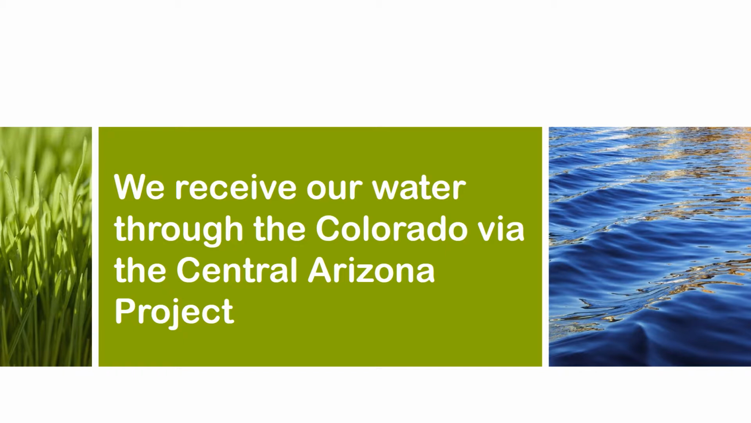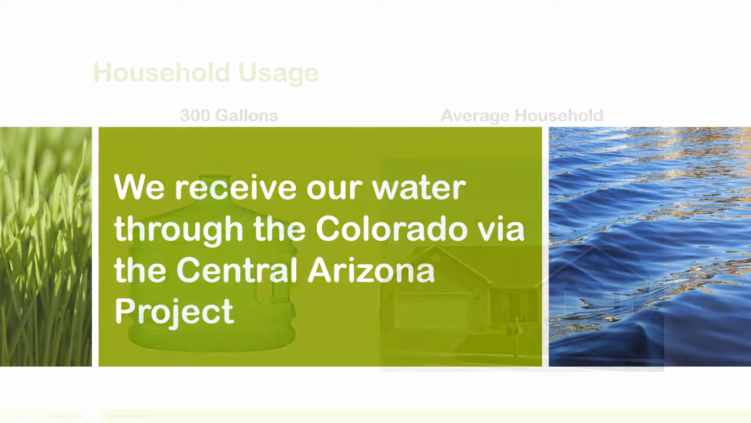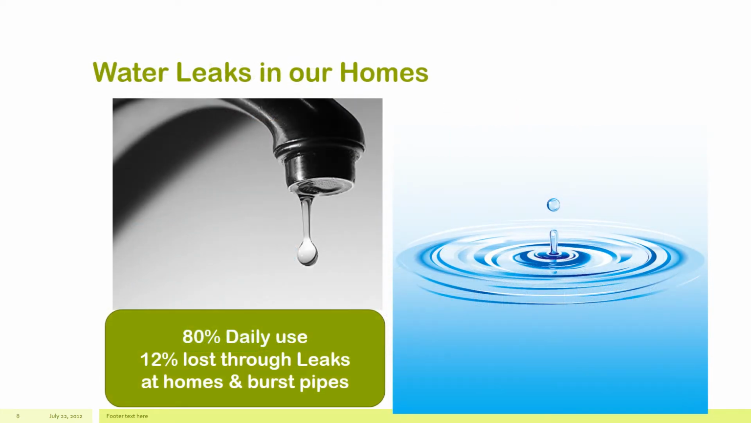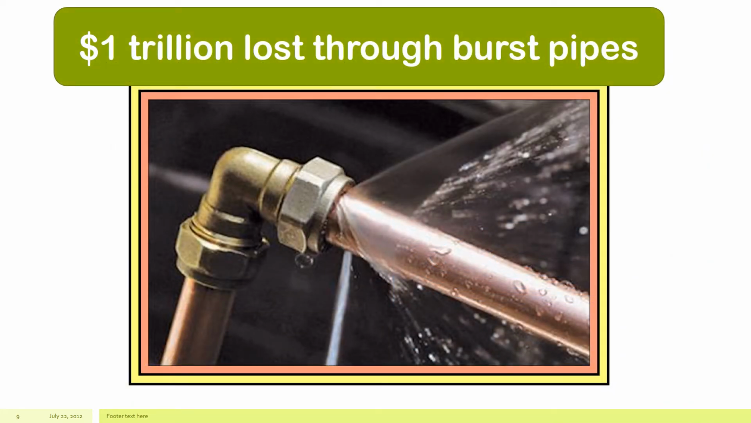We receive our water mainly from the Colorado River via the Central Arizona Project. Research also has it that each household in the United States uses on average 300 gallons of water. Of this total amount, 80% goes to actual daily use, and 12% of that is lost through leaks at homes or through burst pipes. Pipes run through our homes from different places as it comes through the pipelines.